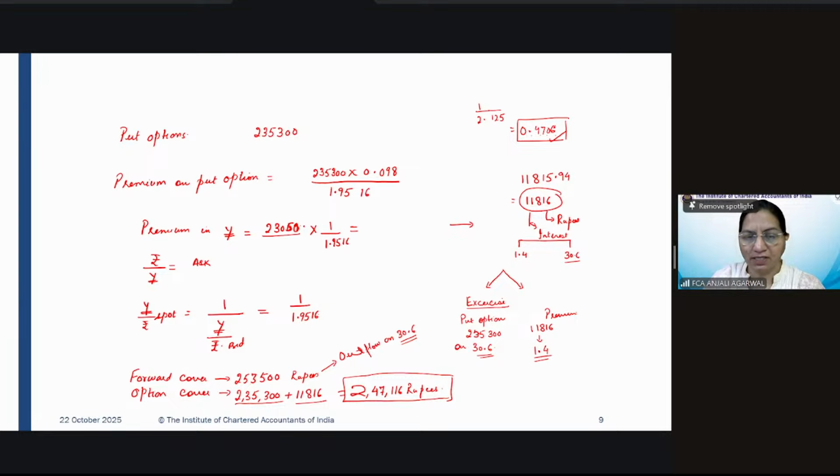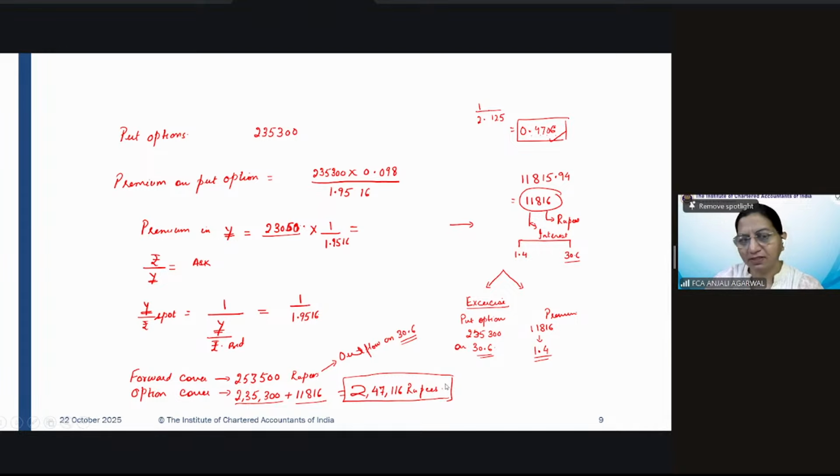So if the exchange rate moves more in favor of the importer, he will stand to benefit further under option, because it's not a fixed amount which you have to pay. If the Japanese yen moves more than 2.125, then the rates will also further reduce for the rupee, and you will have to pay fewer rupees then. Outflow will be further less, and one can take the benefit.